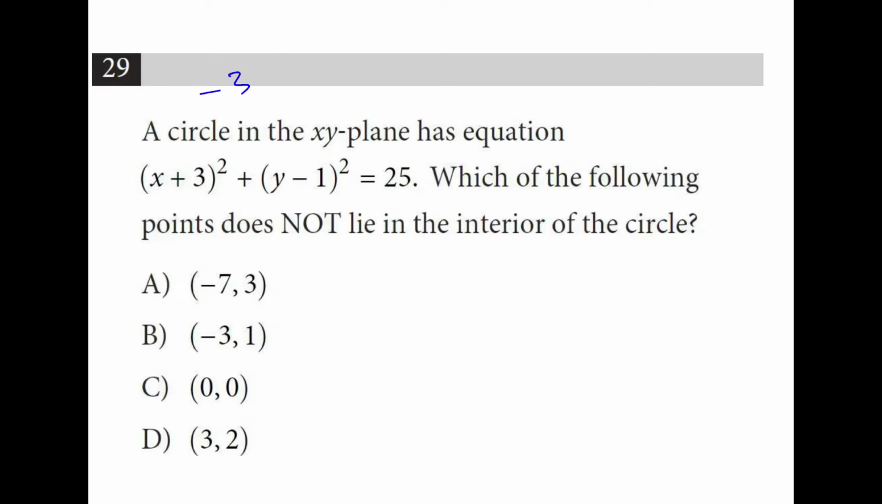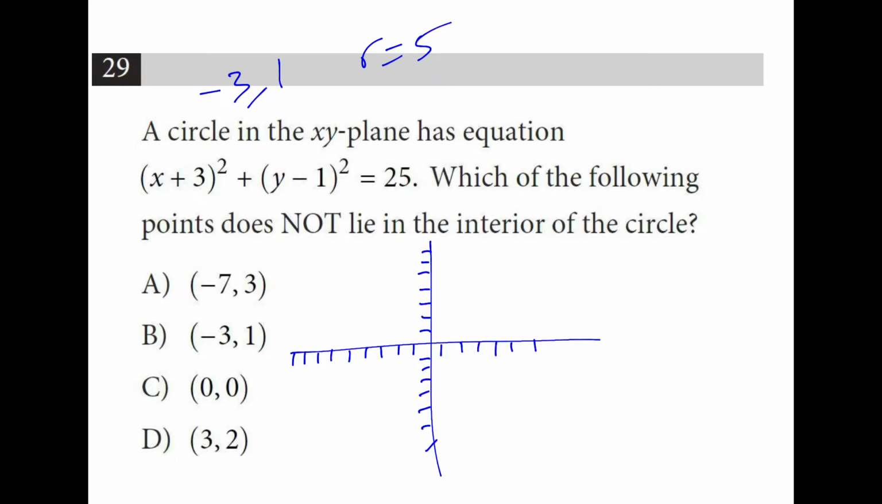So I have a center of (-3, 1) and a radius of 5. If I try to carefully plot (-3, 1), my radius is 5, so I'm going to go over 5, I'm going to go up 5, I'm going to go left 5, I'm going to go down 5.